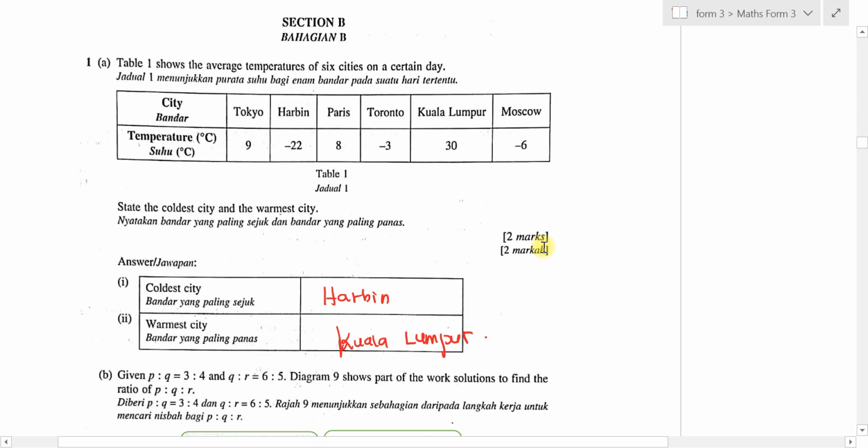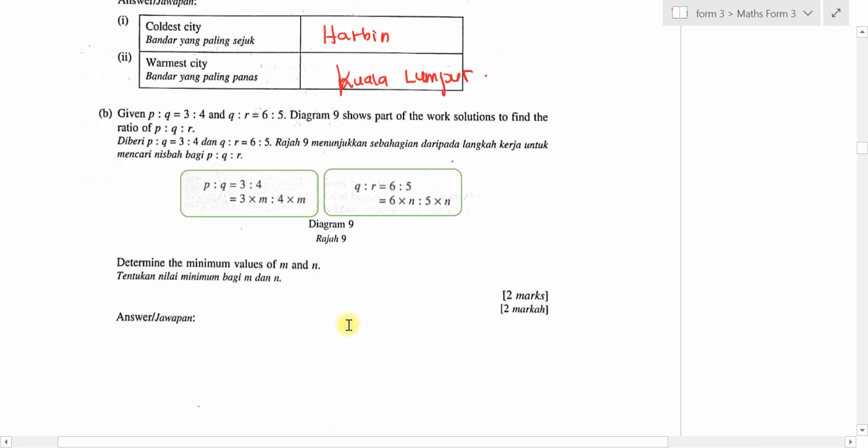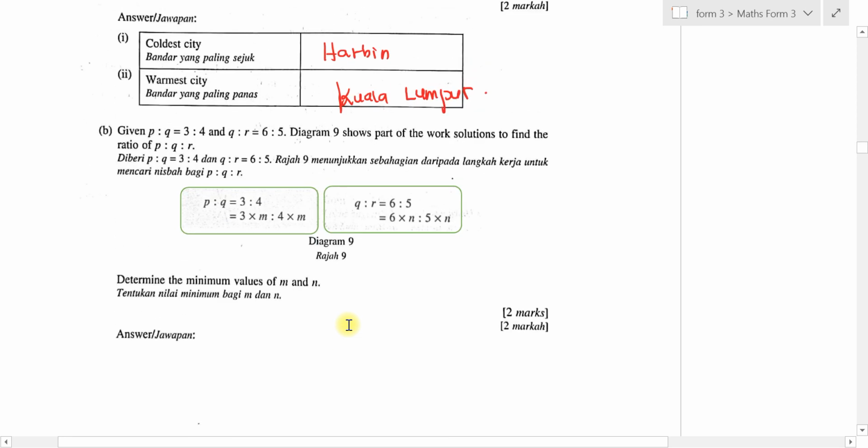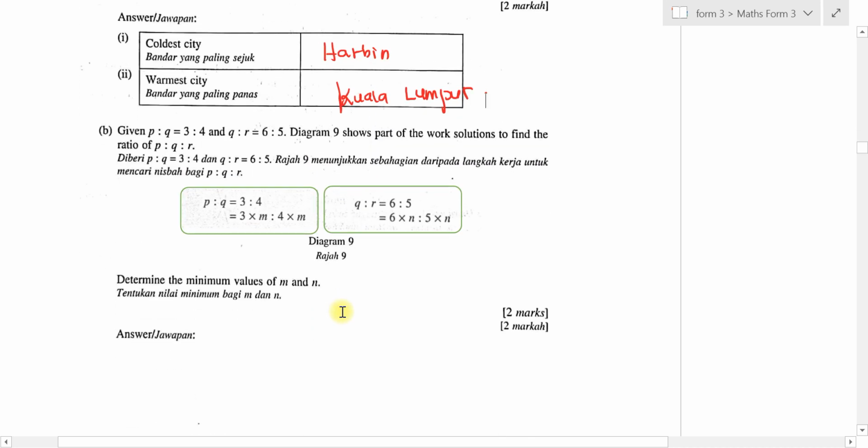Next question. Given PQ is 3 to 4 and QR is 6 to 5. Diagram 9 shows part of the working to find the ratio PQR. Find the minimum value of M and N. Minimum value. Alright. Visalachi, what is your answer?